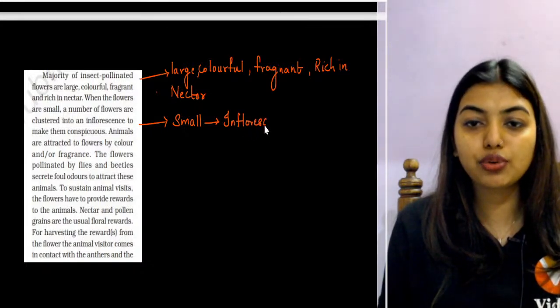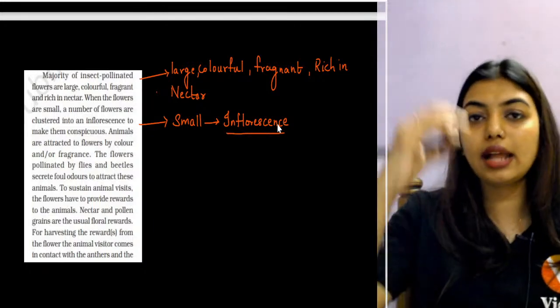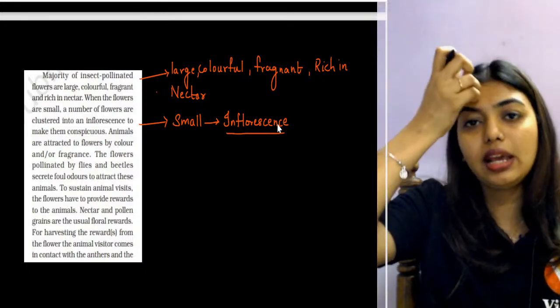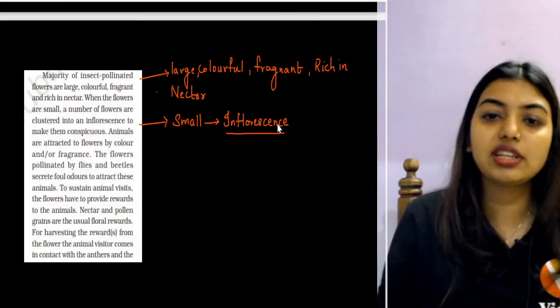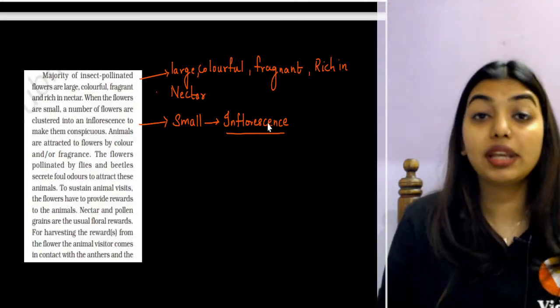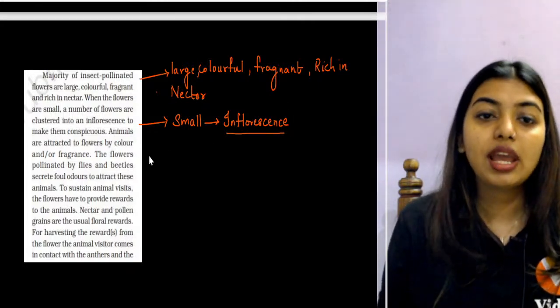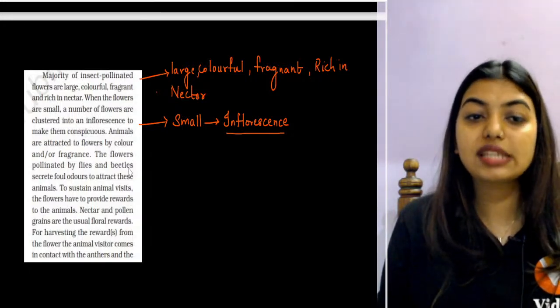That day we showed you how the bract had become a modified petal. Right, it has become colorful, and it was modified because the actual flower is very, very small. So if they are small, they have to make an inflorescence, or modifications have to come. Animals are attracted by colors or fragrance.